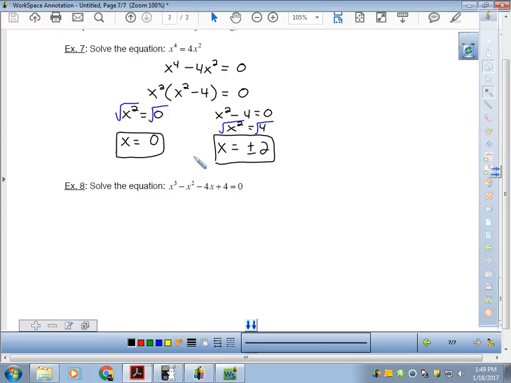Now, you don't have to check these if you don't want to. You can check them. You can plug them back in and see if it works. But you don't have to, like you do with radical equations.